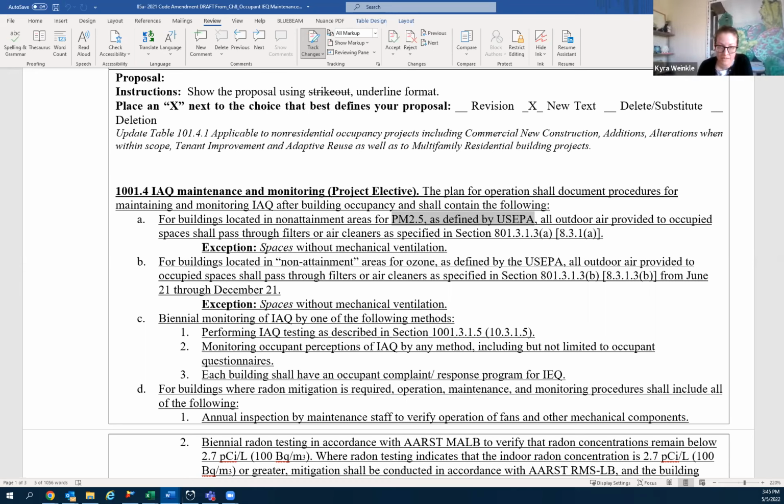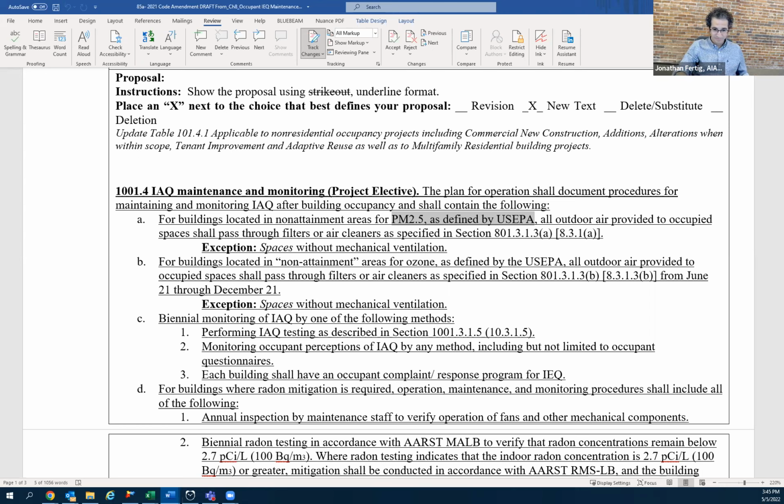Yes, as defined by the US EPA. Okay, well then if the whole city, if everywhere falls under it, then that answers my question, so I'm good. Next question comes from Adam.